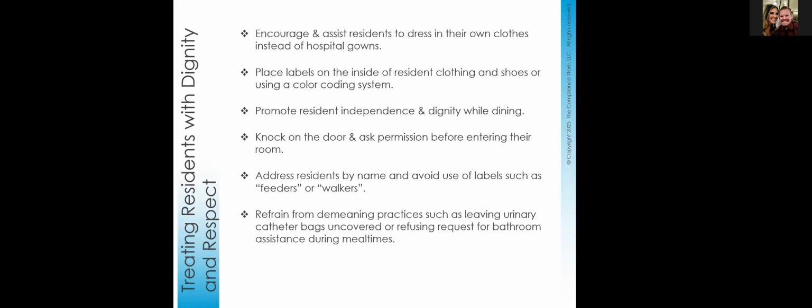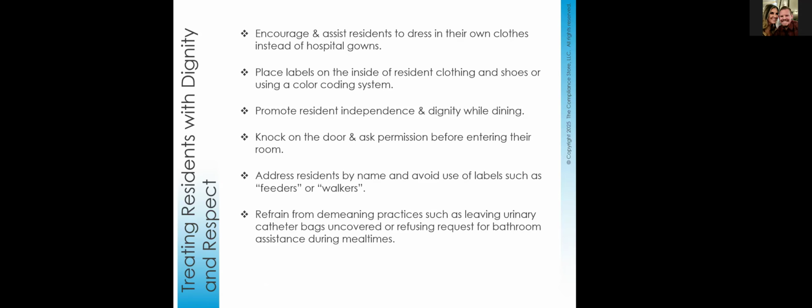Promote resident independence and dignity while dining. We have a dining room, but we also allow people the opportunity to eat inside their room if they like. We're going to knock on the door and ask for permission. Yes, we're going to promote independence and dignity. Yes, we're going to address residents by name and avoid using labels such as feeders or walkers.